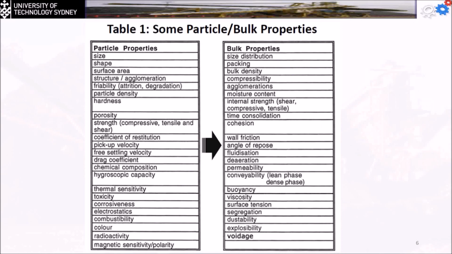Well, if we're going to talk about the bulk properties, which are the main thing we're going to talk about, it is the size distribution, the packing, the bulk density, the compressibility, the agglomeration, the moisture content, the internal strength, because we're going to talk about the shear, the compressive and tensile today, the time consolidation, the cohesion, the wall friction, the angle of repose, the fluidization, the dilatation, the permeability, the convertibility, the buoyancy, the viscosity, the surface tension, the segregation, the dustability, the explosivity, and the voidage.